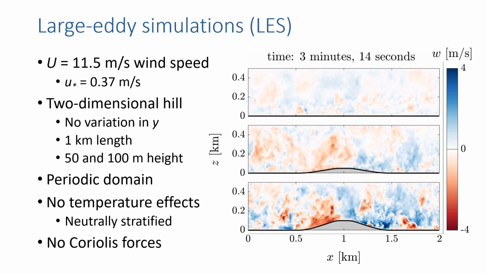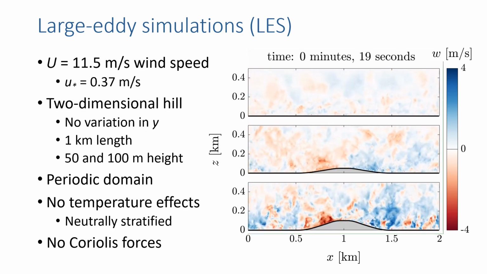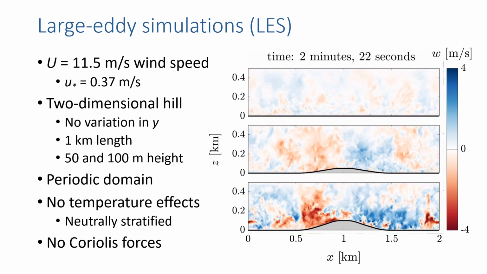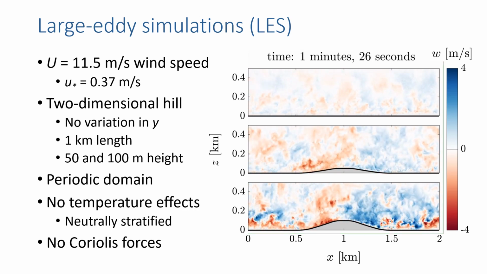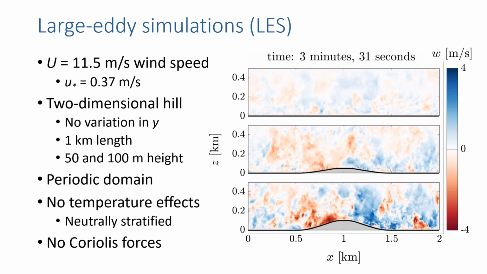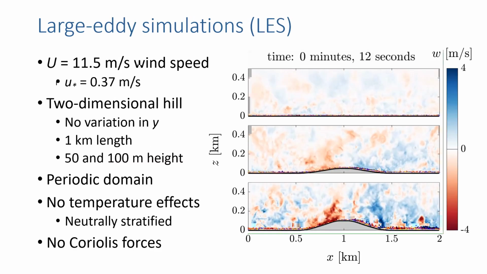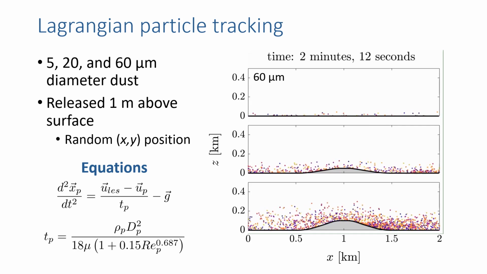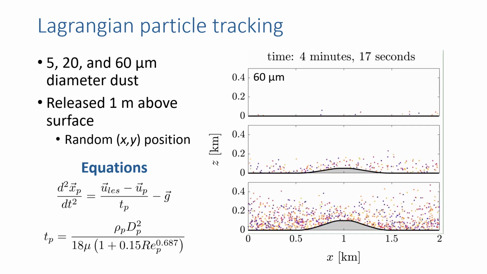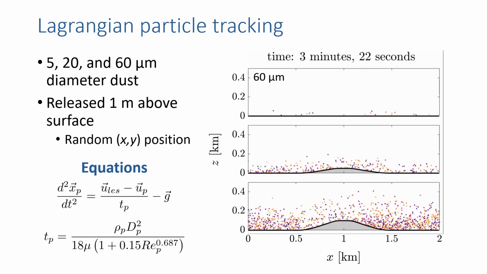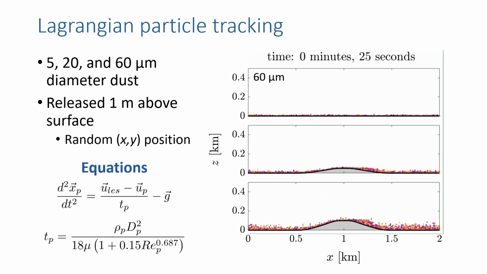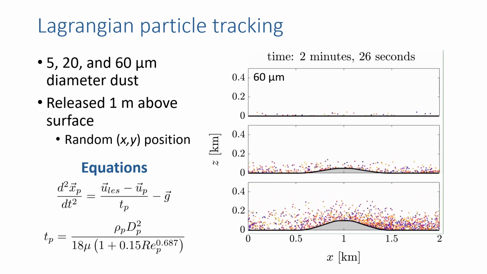To simplify the problem and isolate the effect of topography on dust uplift, we neglected temperature effects such that this is a neutrally stratified boundary layer, and we also did not include Coriolis forces. To simulate the particle trajectories, we used Lagrangian particle tracking and conducted this for 3 particle sizes: 5 micrometer, 20 micrometer, and almost giant 60 micrometer dust.